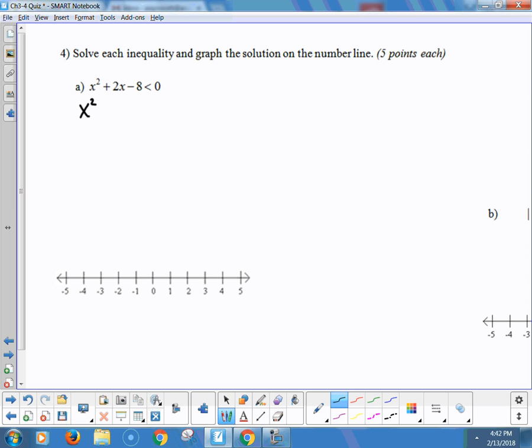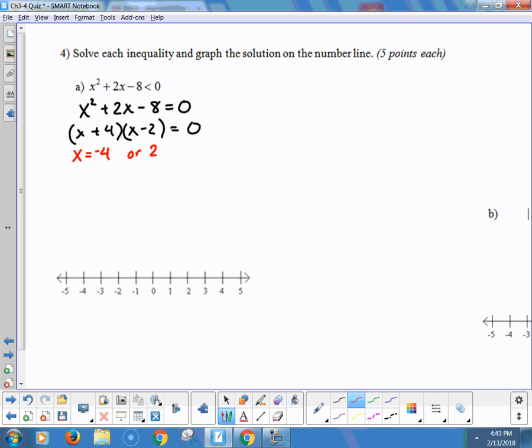First, find out if you can solve the equality. What makes x squared plus 2x minus 8 equal 0? Well, if I wanted to find out where this equaled 0, I'd factor it. Probably a positive 4 and a negative 2. And so this equals 0 when x equals negative 4 or when x equals 2.